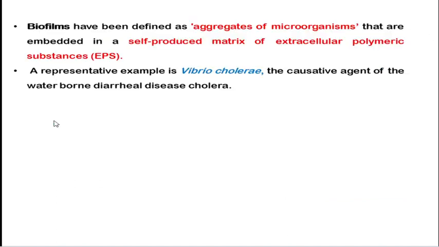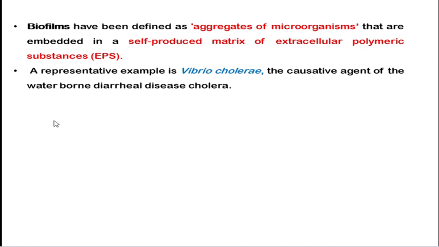Biofilms are aggregates of microorganisms embedded either in biotic surfaces like your teeth, or even in abiotic surfaces, where they form an aggregation. They get attached to each other by producing a self-produced matrix of extracellular polymeric substances.